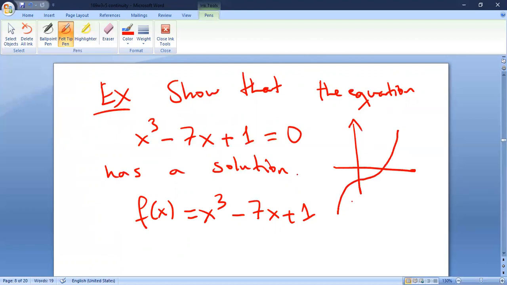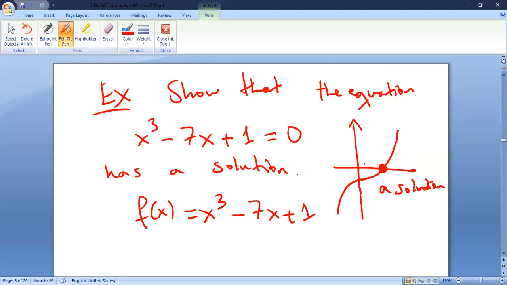It's a third degree polynomial. It's going to look like something like this. So this point here is a solution. If I can find a number like that, it's a solution. Now, this is not asking me what the solution is. It is asking me whether there is a solution or not. So how do I show there is a solution?